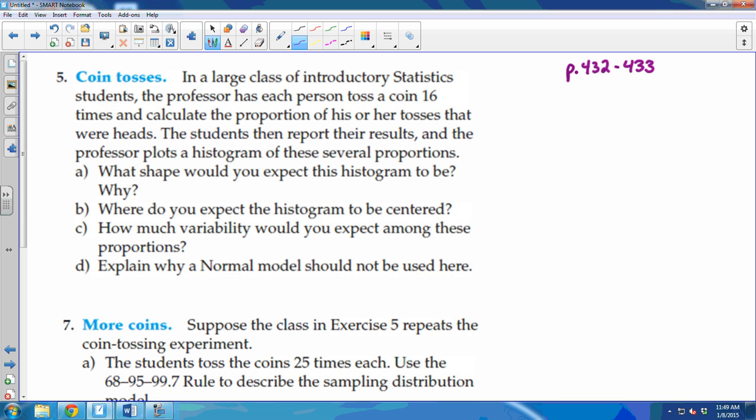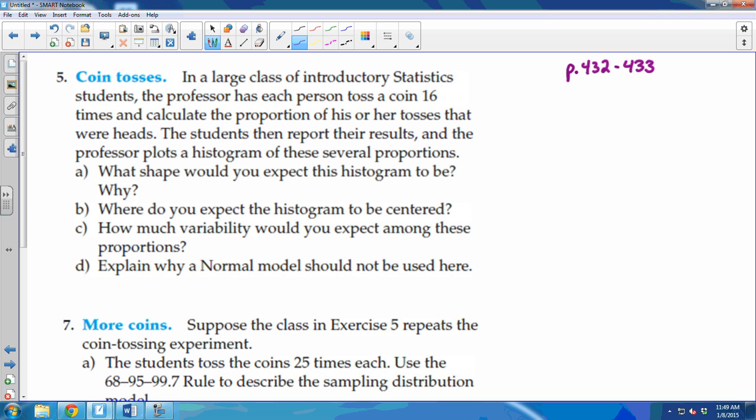50%, 0.5. What's the probability of getting tails when you flip a coin? 50%. So because it's a 50-50 result, what do you think the histogram is going to look like? Unimodal and probably symmetric, right? A lot of people are going to get close to that 0.5 mark out of 16. Some are going to get less, some more. It's all going to even out and make this nice unimodal and symmetric idea, right?